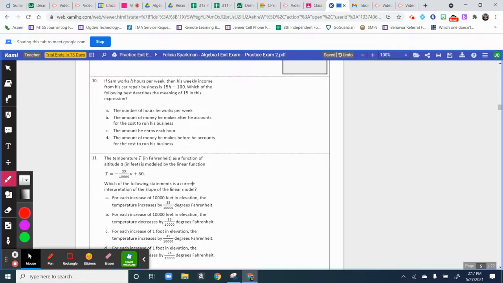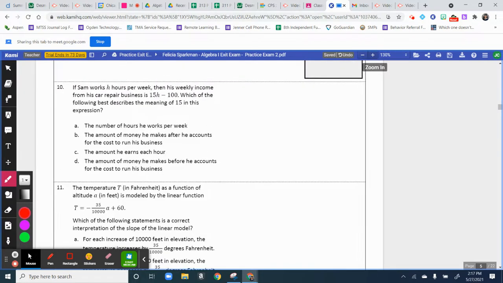If Sam works h hours per week, then his weekly income from his car repair business is 15h minus 100. Which of the following best describes the meaning of 15 in the expression? So h is the number of hours per week, so that can't be the 15.